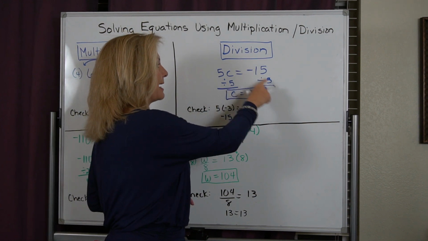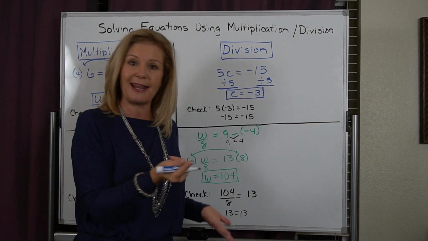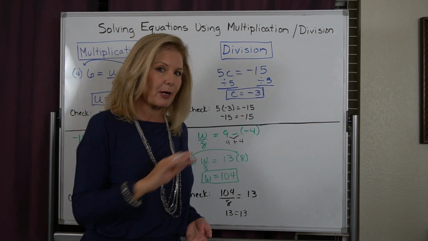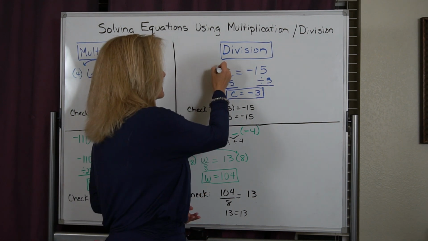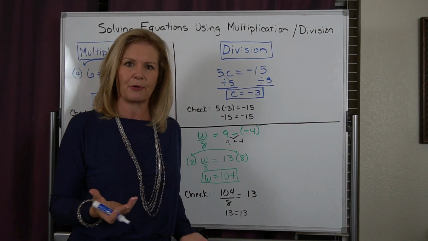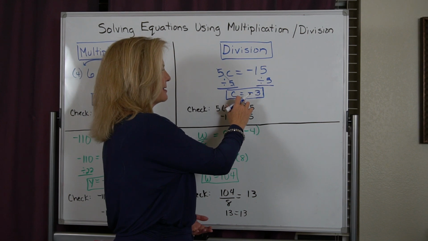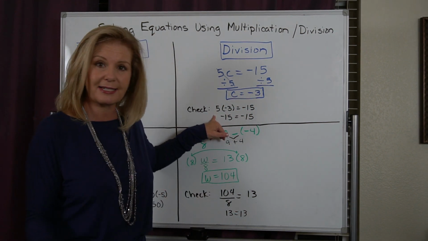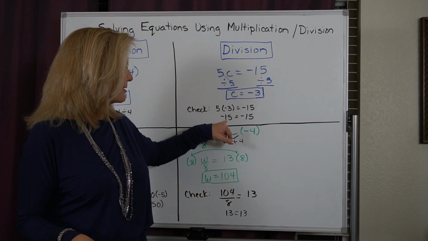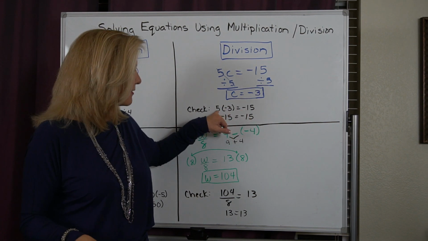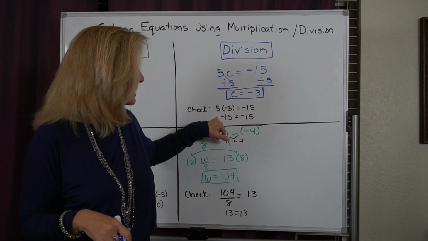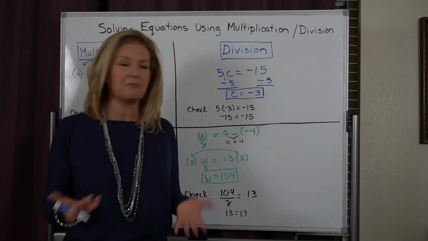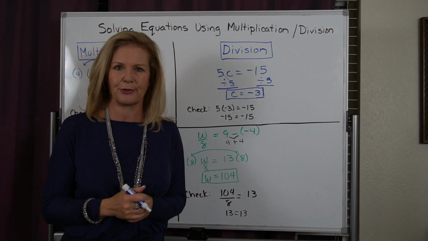Now, I know a negative divided by a positive is a negative, so I still have to follow my rules of integers. These cancel out because they're inverse operations. So my answer is C equals -3. Again, I'm going to plug it in to see if it works. 5 times -3 is 15. I'm sorry, 5 times -3 is -15, and that equals -15. I know that is a correct solution.